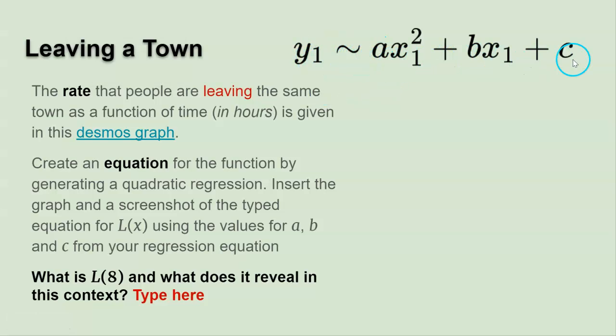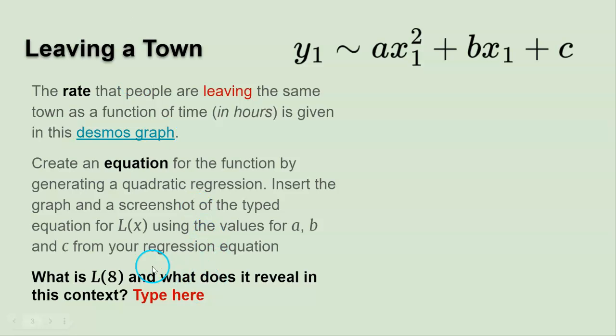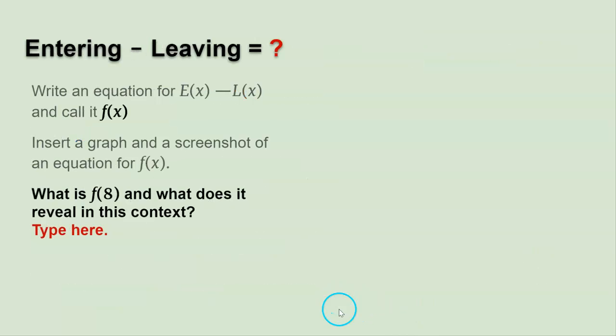So they're basically typing this into the graphing calculator, and it will produce a quadratic equation to go through these points. And then they do need to retype it because they have to type it with L of X at the beginning, and they're going to screen capture that equation and the graph of this function they've already got and put it on this slide. And then they're going to answer this question: what is L of 8 and what does it reveal in this context?